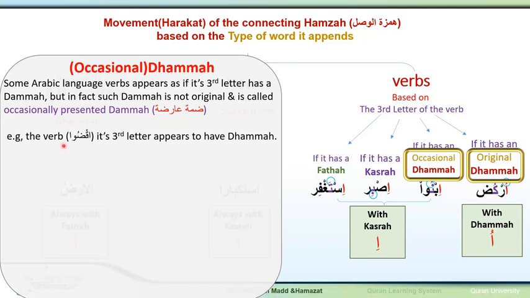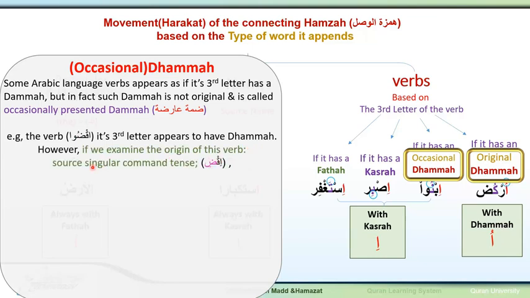Let's look at this verb, uqdu. Its 3rd letter, the dad, appears to have a dhamma. But if we examine the origin of this verb, the singular command form iqdi, we'll find that it has a kasra on the 3rd letter. So how did it adopt a dhamma? Where did this dhamma come from?